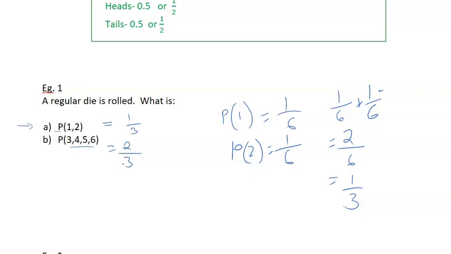Or I could prove it by saying, well, the probability of a 3 is 1/6, the probability of a 4 is 1/6, the probability of a 5 is 1/6, the probability of a 6 is 1/6. Altogether, that's 4/6, which again is 2/3.